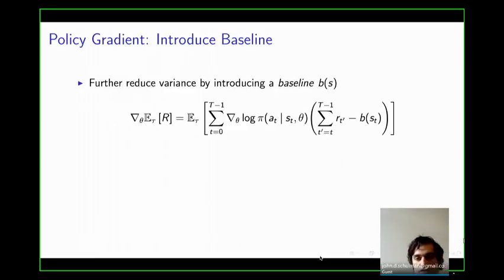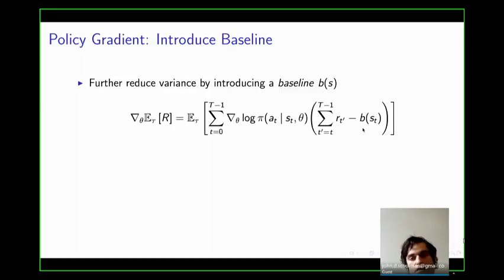So the idea behind the baseline is we want to only increase the probability of an action if it was better than expected. Only about half of the actions were better than expected, so we should only increase the probability of the good ones. So now instead of just multiplying grad log probability by the sum of following rewards, we take the sum of following rewards minus some baseline. What will turn out to be a good choice for the baseline is the expected return before taking that action.